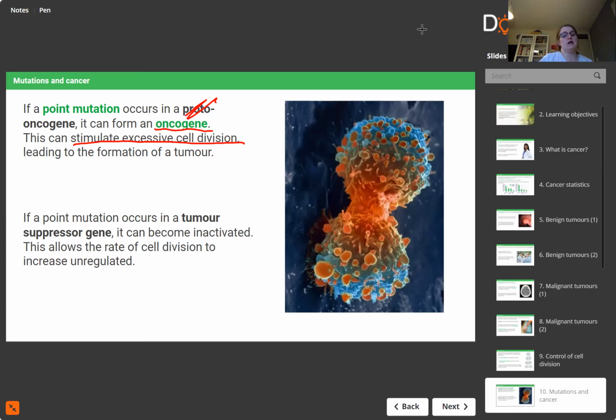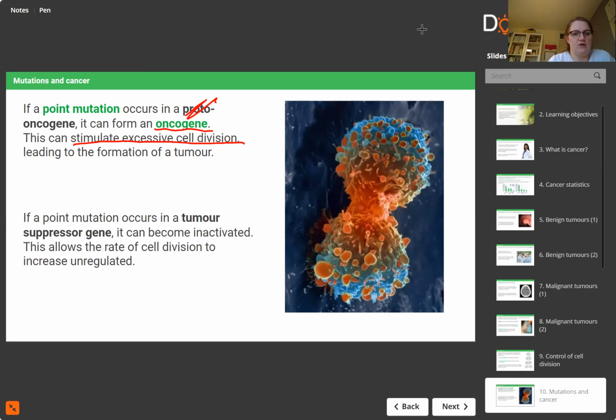If we then look at a tumor suppressor gene, these can then be inactivated, depending on the mutations that occur. So if a point mutation occurs, that can inactivate it. What happens is, tumor suppressor genes, when they function normally, work by slowing down cell division. It prevents cell division from going too fast. They produce proteins that actually stop cells from dividing, or they cause the cells to self-destruct.